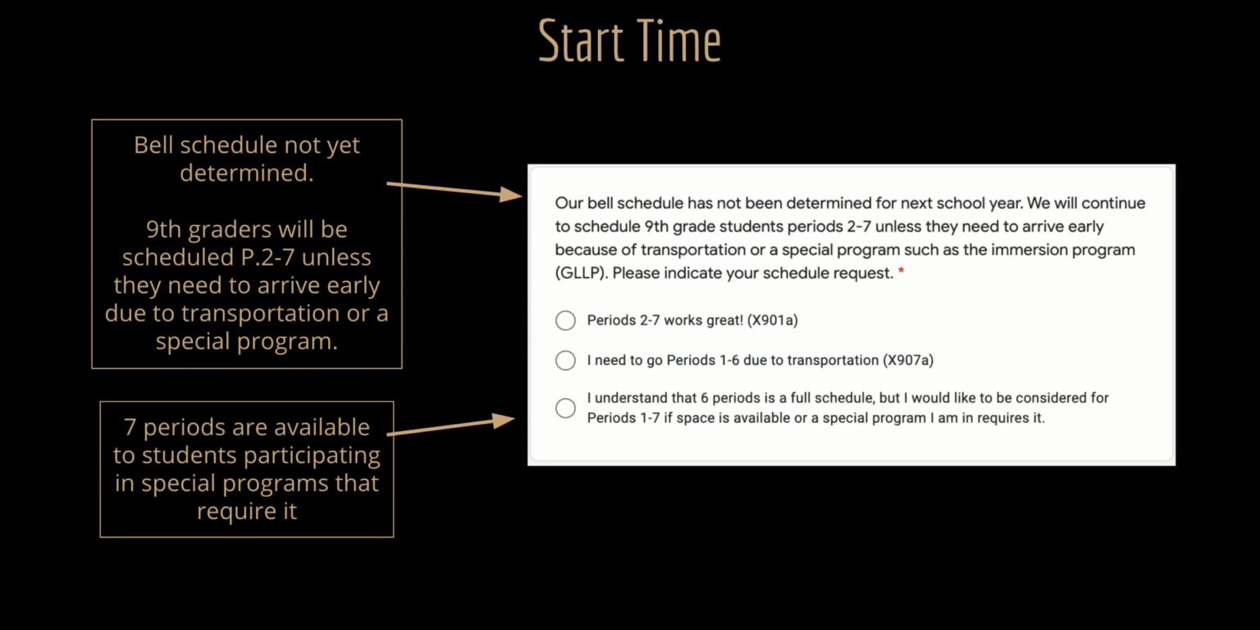Start time. We will be continuing to schedule students periods 2 through 7 as we do with our incoming 9th grade students, unless they need to arrive early due to transportation or a specialized program. So most students will select that very first option, which is periods 2 through 7. If you need to switch to periods 1 through 6 due to transportation, you can select that. Or periods 1 through 7 is that last option. That's taking an extra course due to a specialized program or extra support that's required through an IEP.